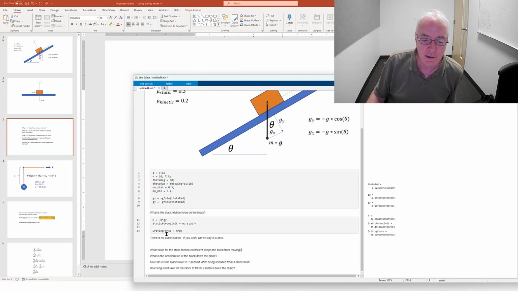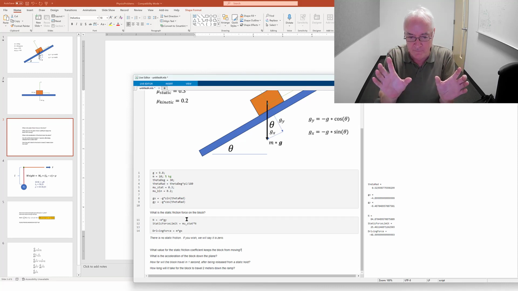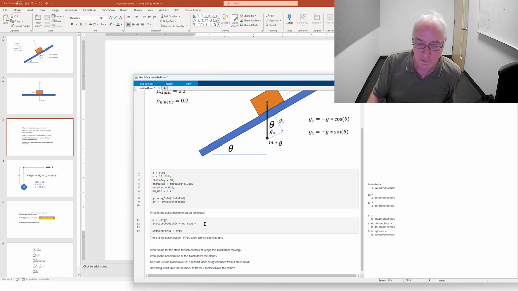It's really that the driving force will be equally balanced, that driving force will be equal to the static force limit. And so we'll simply set mu stat times n equal to the driving force, and we'll solve for mu stat. I'll call it mu stat required, I think. So let's get started on this.